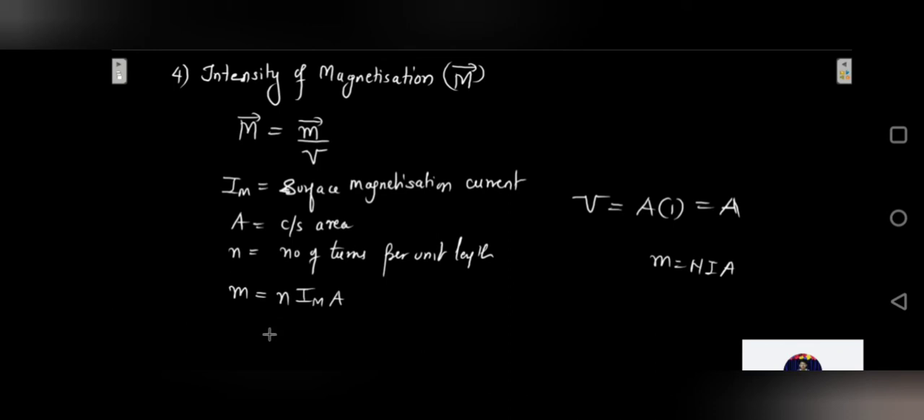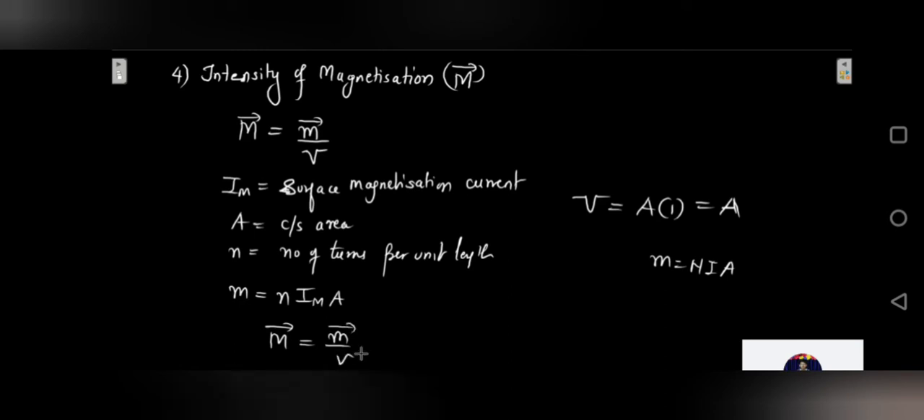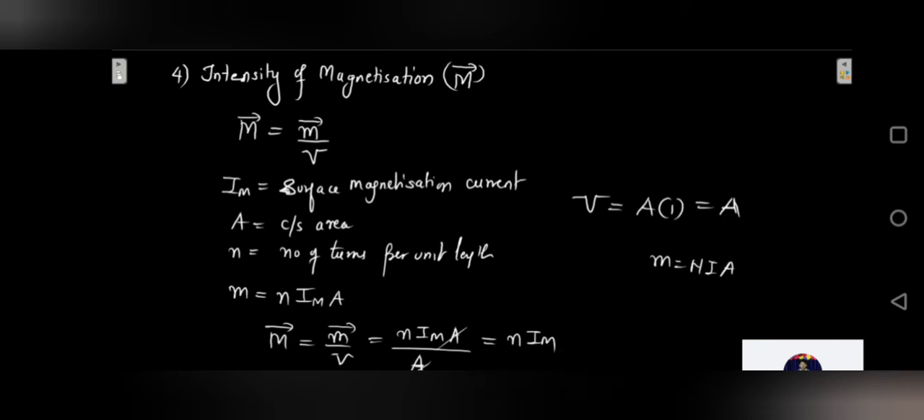So intensity of magnetization over here is M upon V, right? So that is going to be N into Im into A upon the volume, which is equal to A into the length. Length we have taken as unit length, so multiplied by 1 it will be A. So A and A will get cancelled. So intensity of magnetization will be N into Im.